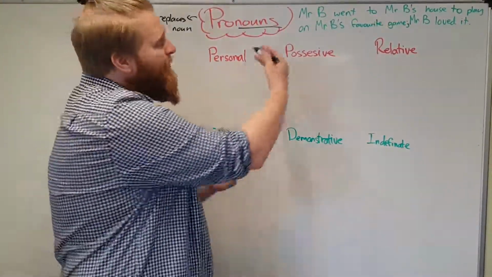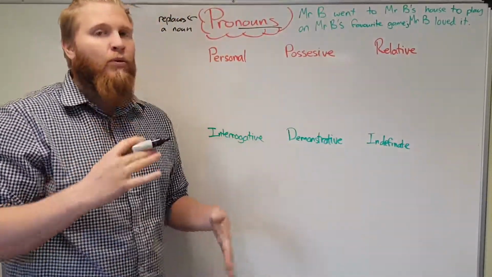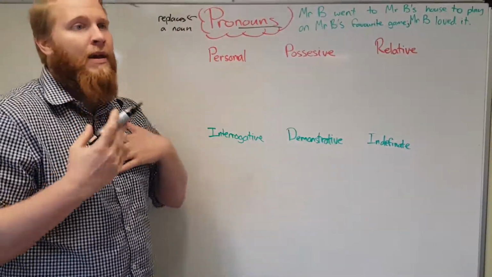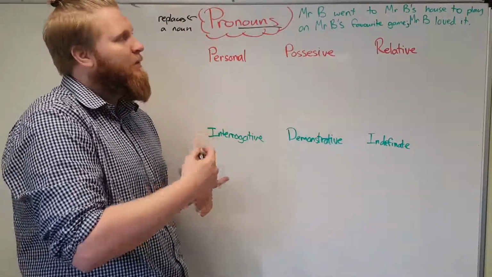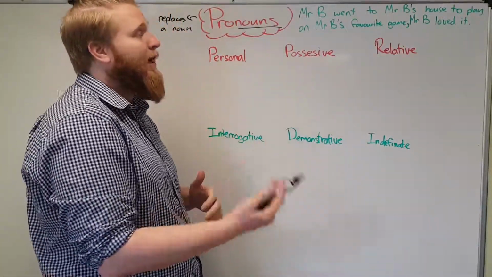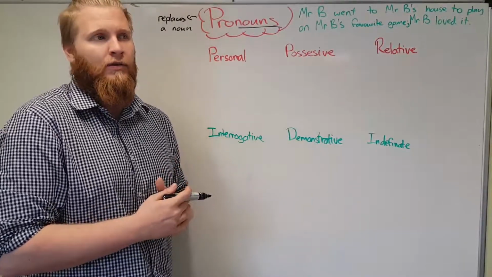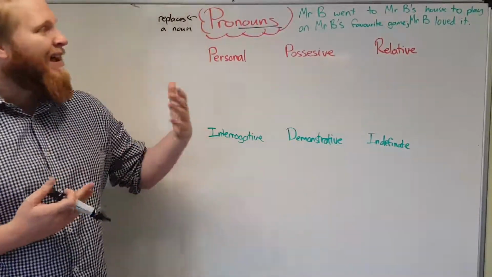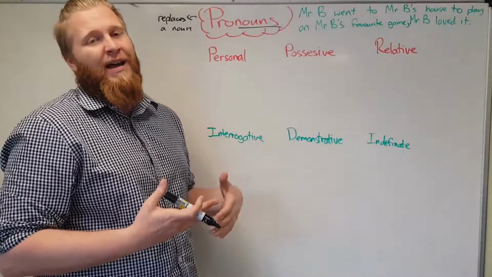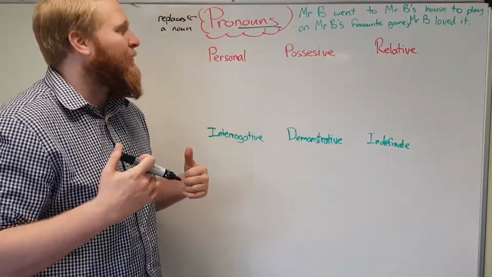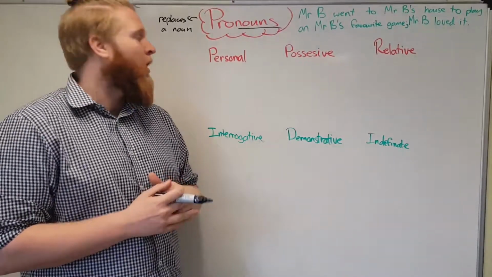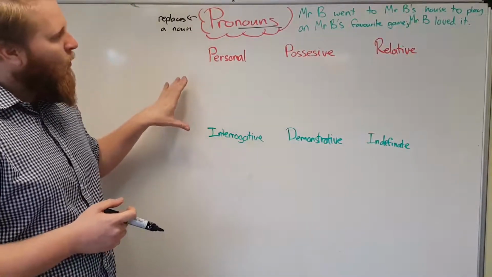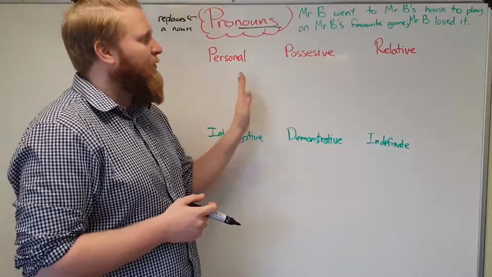I'll give you an example. I've got a sentence up here, and I've taken the pronouns out and just left my name as a proper noun in there. So I've written Mr. B went to Mr. B's house to play on Mr. B's favourite game. Mr. B loved it, okay? As you can see, that sentence is really clunky, really repetitive, hard to read and take in. We need some pronouns in there, words that will replace our noun. So, we know what they are now, and let's have a look at the different types we have.